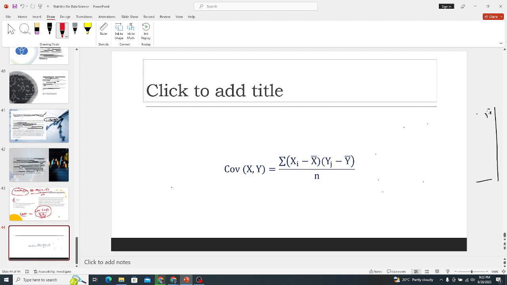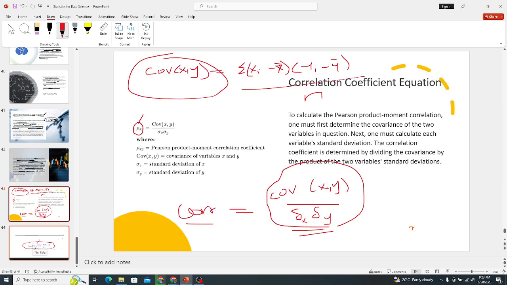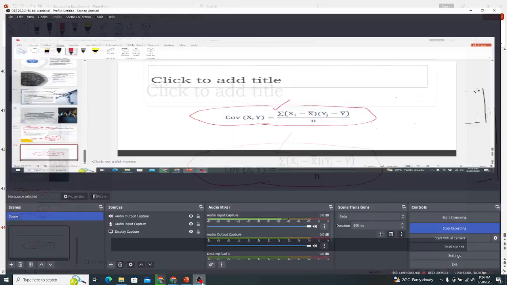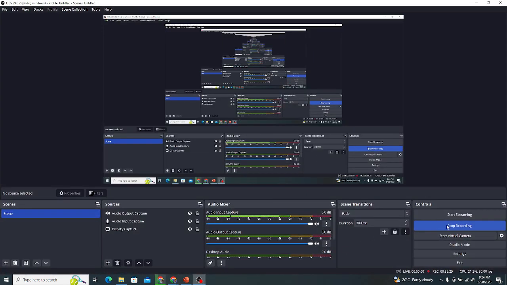All right, and of course we had discussed this. This is the formula for covariance. And that marks the end of my first topic. Yes, that was a 40 minute class.